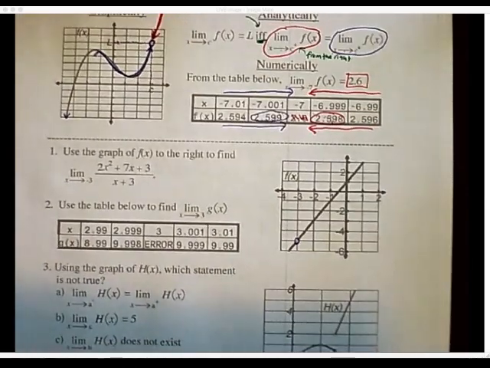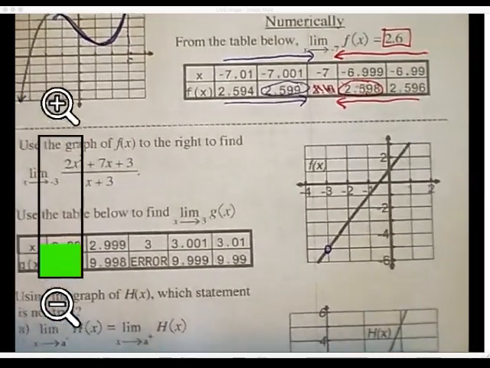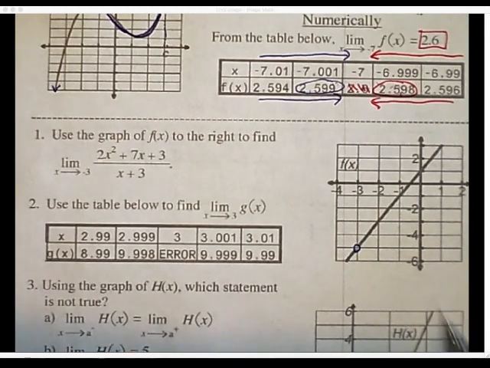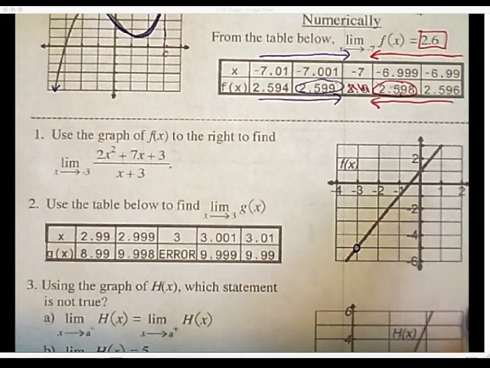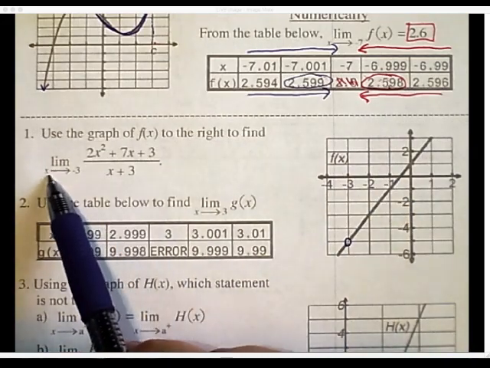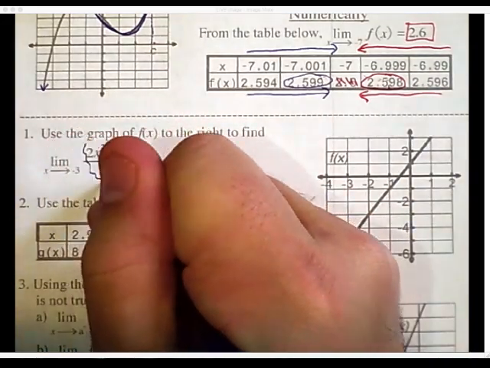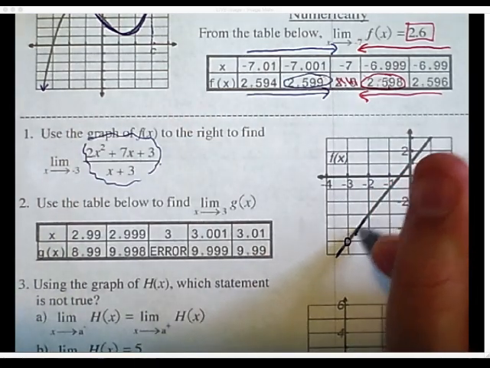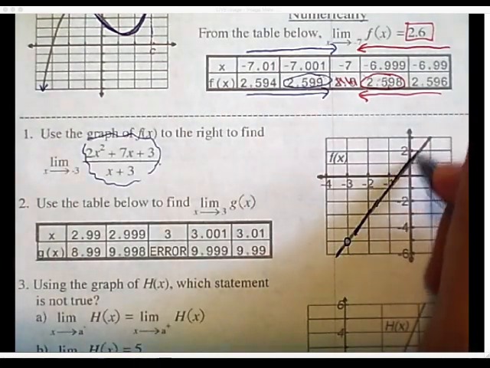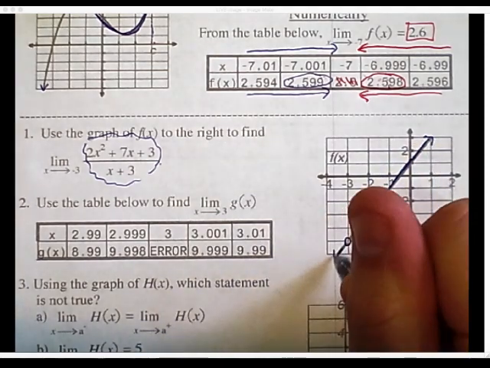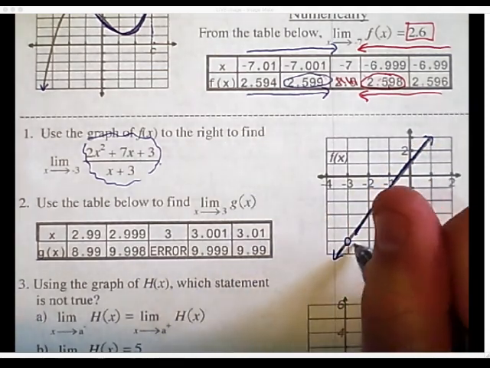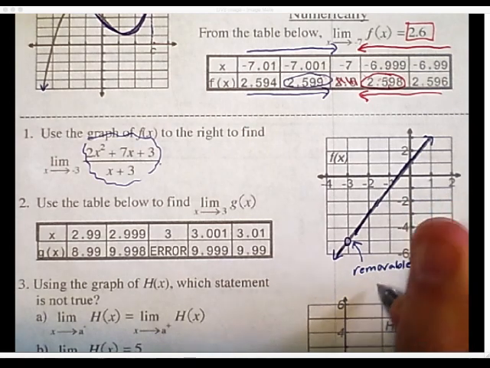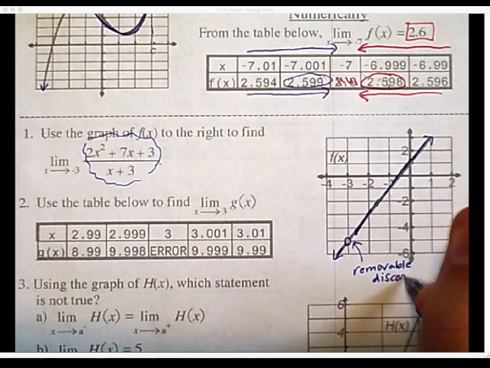I'm going to zoom in a little bit for us. It says use the graph of f of x to the right, so they're talking about this graph. Define the limit of this function. This function right here represents this graph. It's basically a line with a hole in it. And again, the formal name for that hole is called a removable discontinuity.